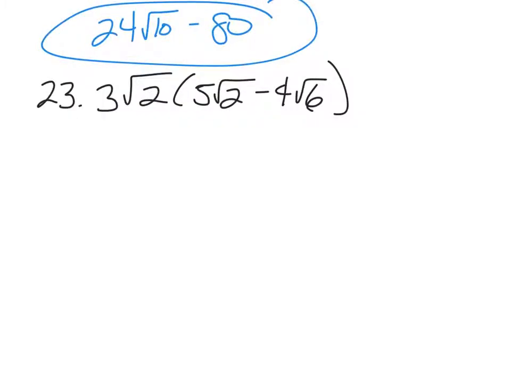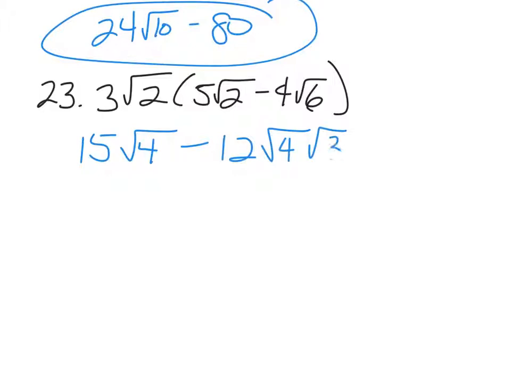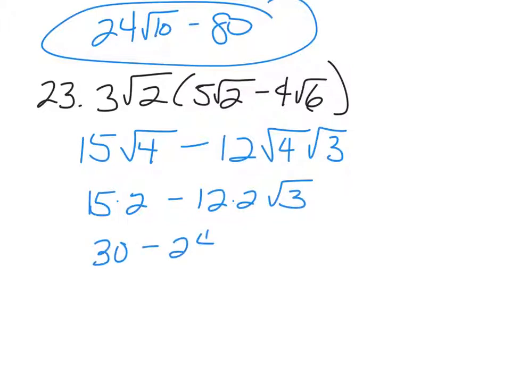Okay, we're distributing again. 3 times 5 is 15. 2 times 2 is 4. 3 times 4 is 12. Okay, 2 times 6 is 12. I'm going to rewrite square root of 12 as 4 times 3. Square root of 4 is 2. Square root of 4 is 2 again. So I've got 30 minus 12 times 2 is 24.